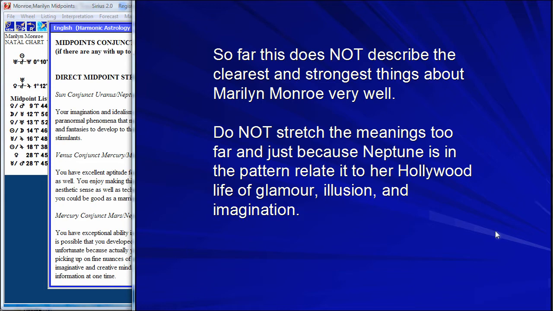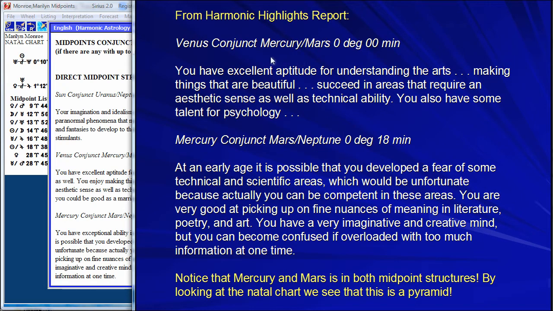Now, let me go back a second. Notice that both of these midpoint structures have Mercury and Mars. Venus is in between Mercury and Mars. Mercury is at Mars Neptune.